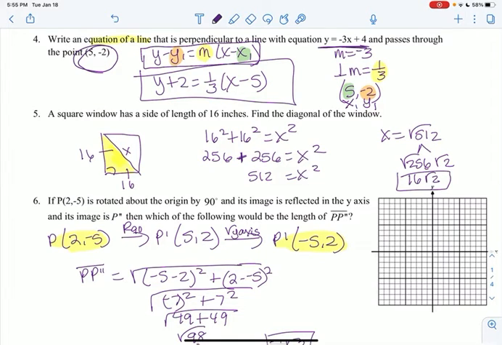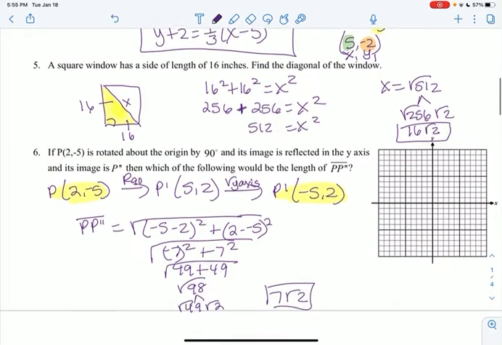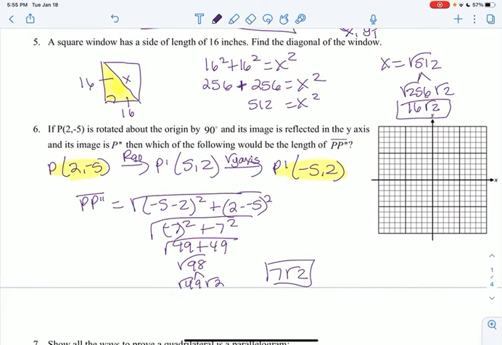You can see I have a right triangle. 16 squared plus 16 squared is x squared. 16 squared is 256. 256 plus 256 is 512. And then I take the square root of 512, which is 16 radical 2 when you simplify it. Remember, if it's multiple choice, though, you could always just take the square root of 512 and turn it into a decimal, and then turn each of the answer choices into a decimal.